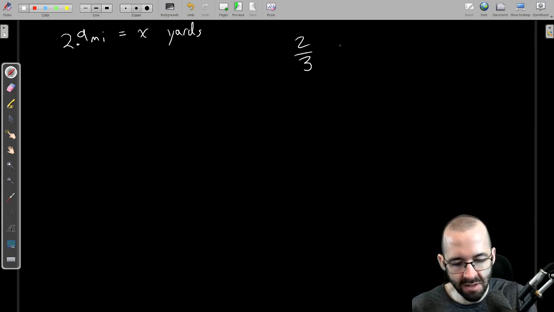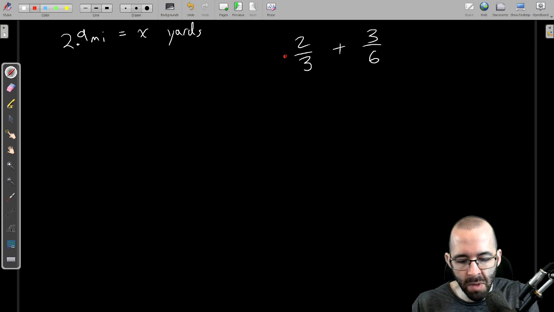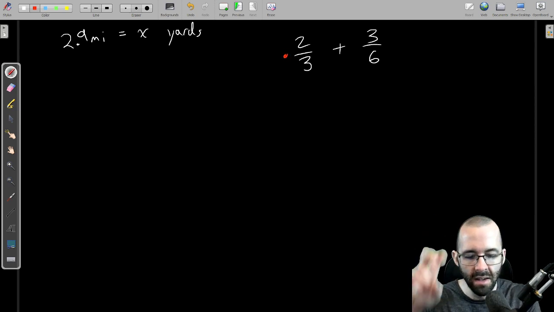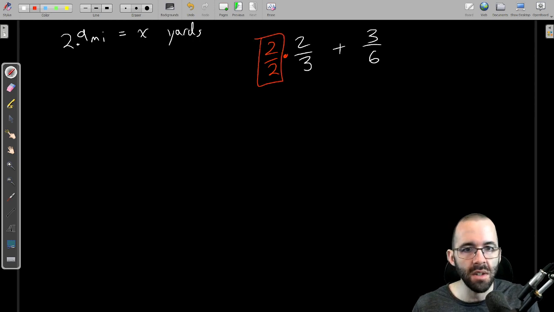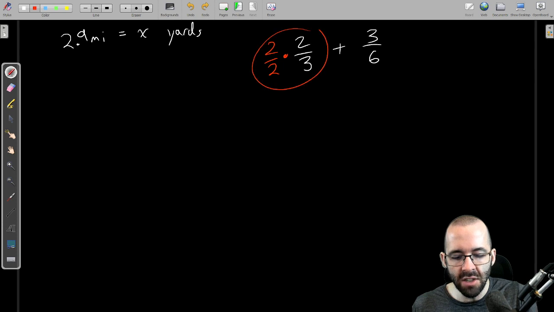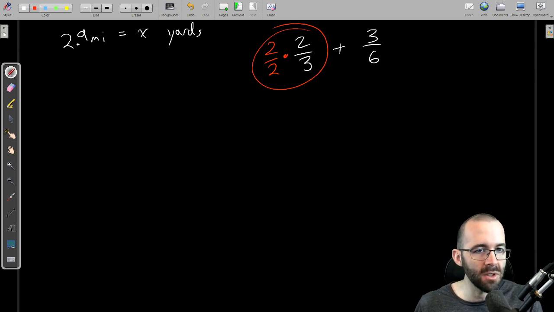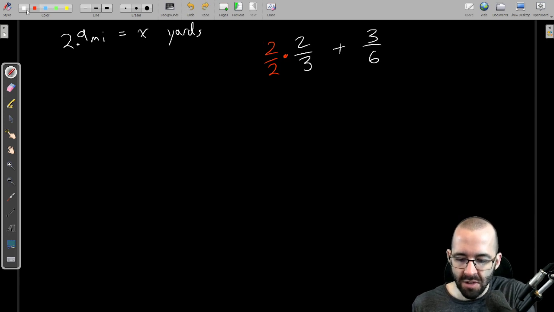If we have 2/3 plus like 3/6, well, we need a common denominator, so we multiply by 1. We multiply this by 2/2. Notice that 2/2 is just 1. It reduces to 1, so we're not changing this. It's still 2/3. We write it as 4/6 now, and we can add it together. You can do the same thing with unit conversions.